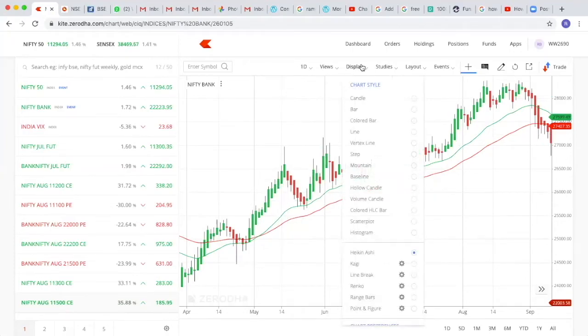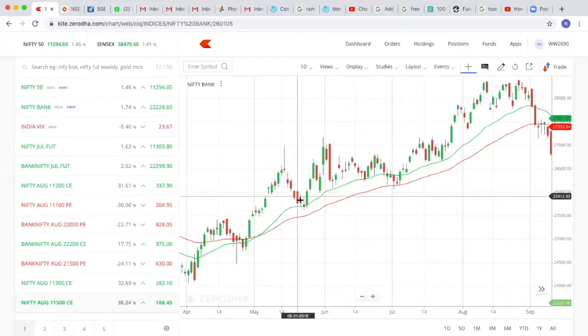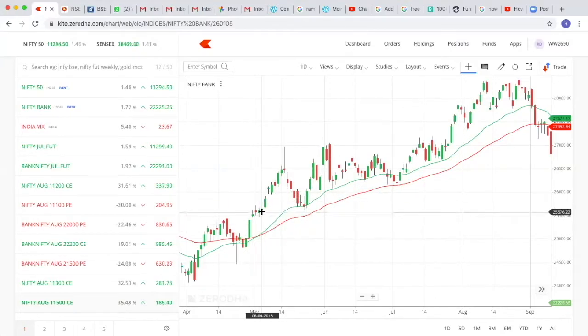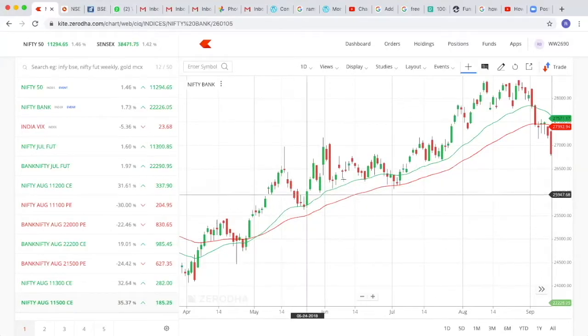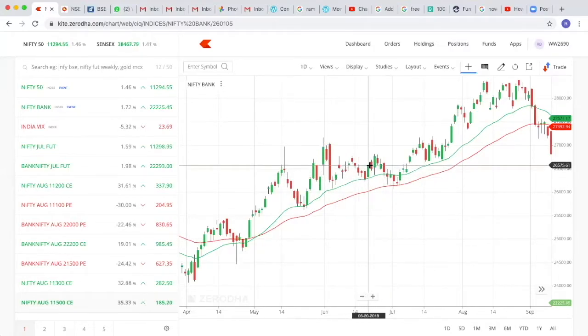If you use a candlestick, you can see there are a lot of gaps in between the candles, which also creates a lot of confusion sometimes. So this Heiken Ashi normally smooths the directions of the market.